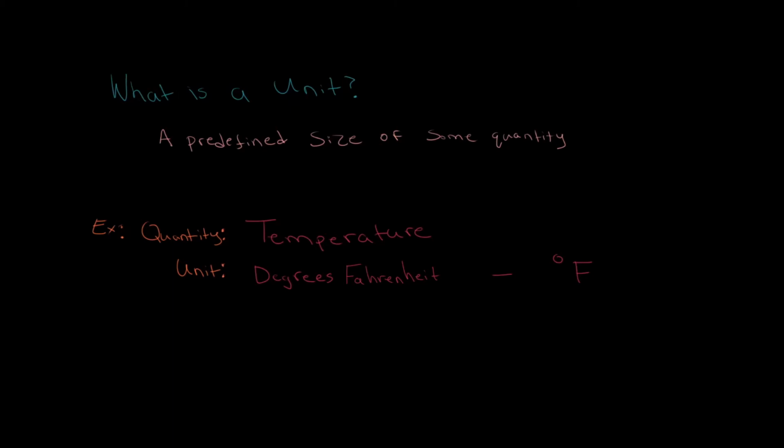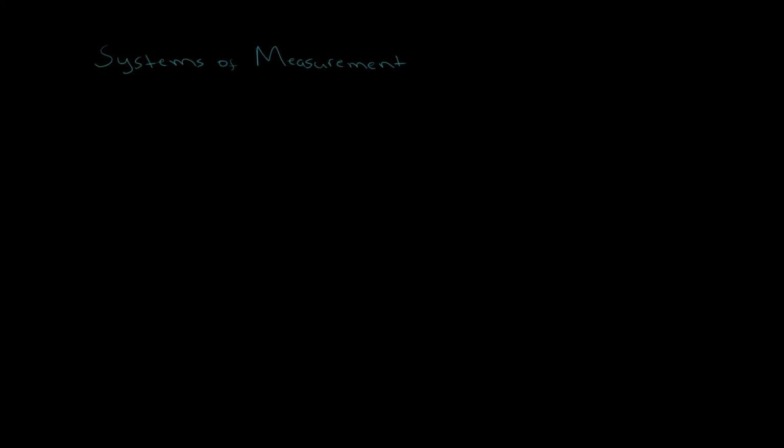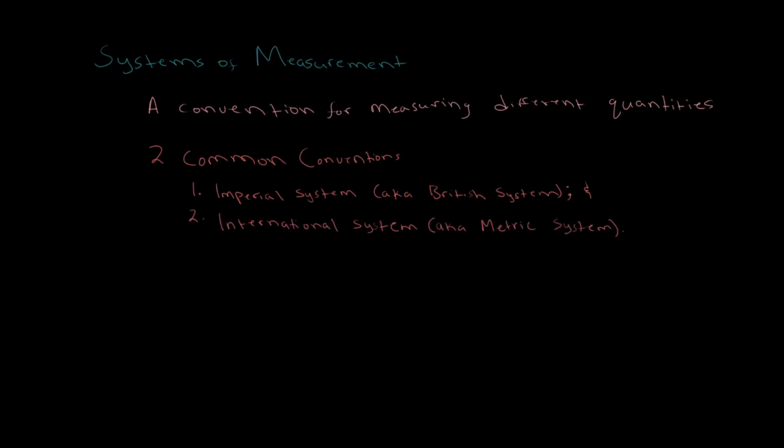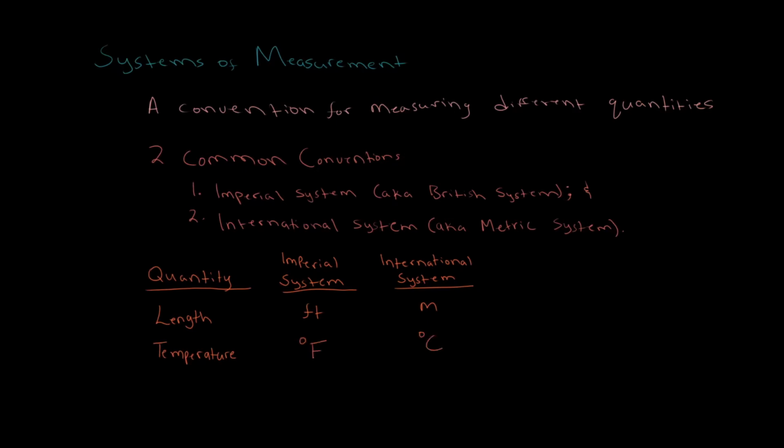Now, there are different systems of measurement. A system is simply a convention that's used to measure different quantities. The 2 most common systems are the imperial system, which is also known as the British system, and the international system, which is the modern form of the metric system, and in fact, it's often just called the metric system. For instance, in our distance example, the meter belongs to the metric system, while the foot belongs to the imperial system. And in our temperature example, the degree Celsius belongs to the metric, while the degree Fahrenheit belongs to the imperial.